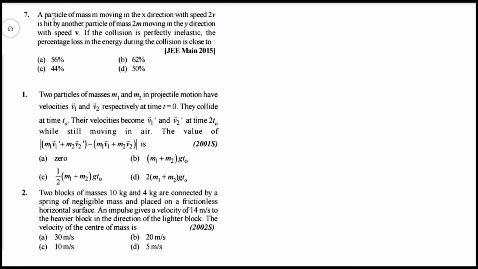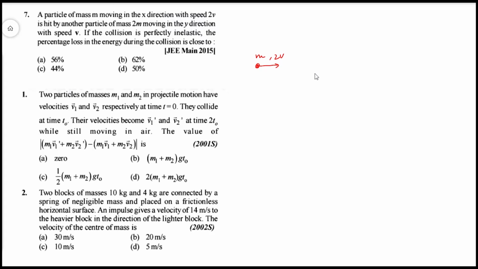Okay, so the next question says a particle of mass m moving in the x direction with speed 2v is hit by another particle of mass 2m moving in the y direction with the speed v. If the collision is perfectly inelastic, the percentage loss in the kinetic energy during the collision is going to be. Okay, so let's draw the diagram. Mass m moving in x direction with the speed 2v, and is hit by another particle of mass 2m moving in the y direction with speed v.